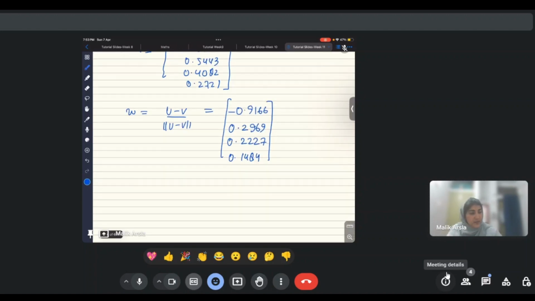Okay. So what will be the H matrix? H will be I minus twice W into W transpose. So this you can quickly do and tell me what you are getting.